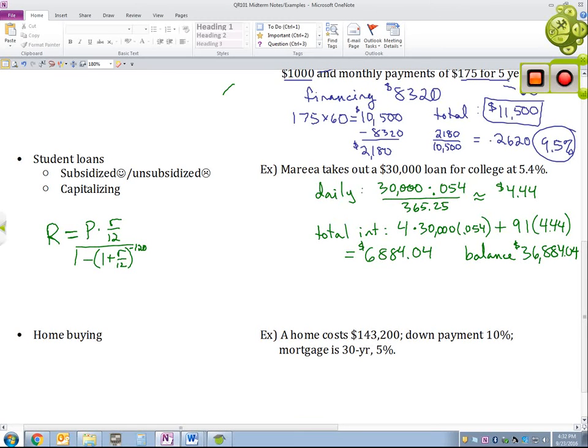So if we plug the 36,884.04 into that formula as the principal, okay, times 0.054 over 12, all over 1 minus 1 plus 0.054 over 12 again, to the negative 120th. That comes out to be a monthly payment of $398.46.